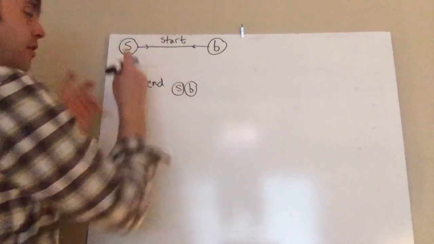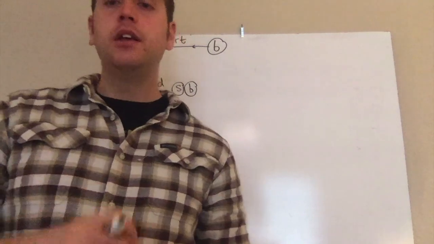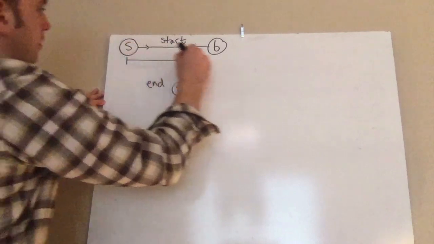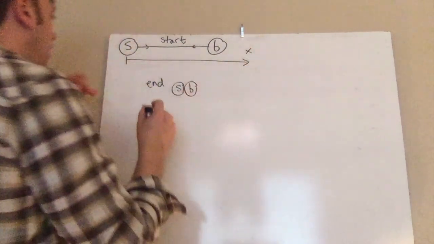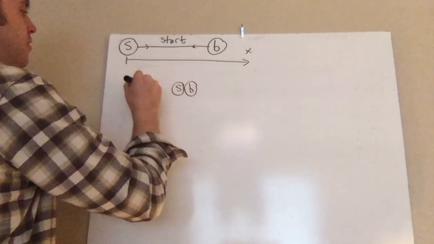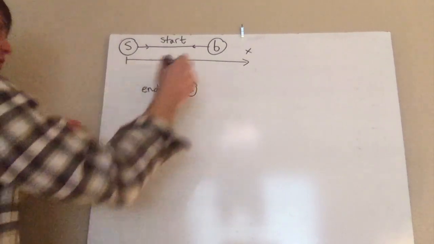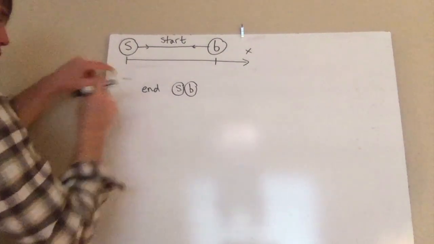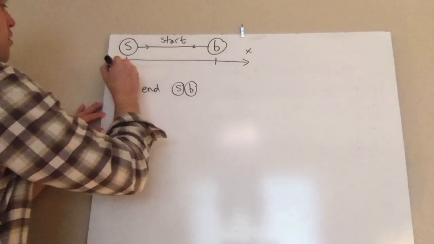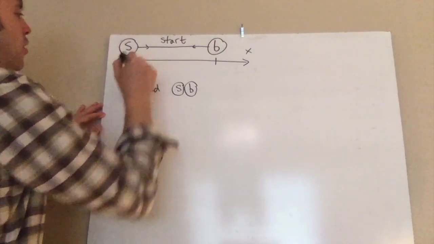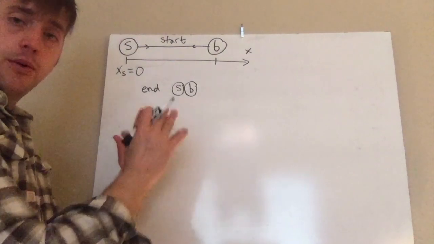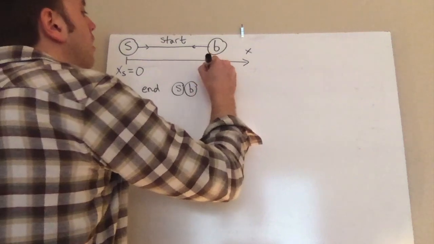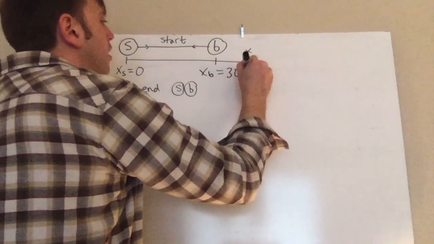They start 300 meters apart. That's what we're given. If we want to keep track of where everything is, we can draw the x-axis like this. We can put the origin of this coordinate system anywhere we want. As we're going to see, it's convenient to put the origin right where the shark starts off. So let's call this x_s. That's going to be our origin, 0. As long as I put the boat 300 meters away from that, then I'm fine. So x_b is going to be 300 meters.